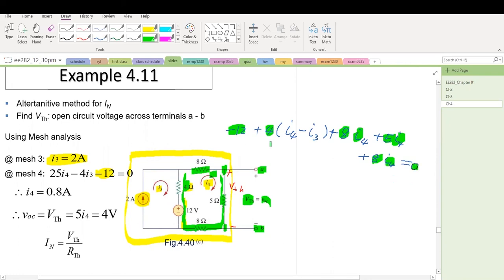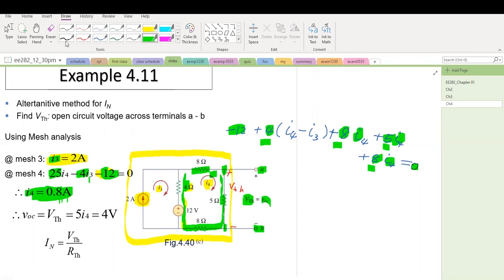We organize this a little bit. The coefficient of I4 is 4 plus 8 plus 5 plus 8, which ends up as 25, and then minus 4I3, and then minus 12, equals 0. Plug in I3 equals 2, and we can solve I4 equals 0.8 amp. Then let's see what VTH is.